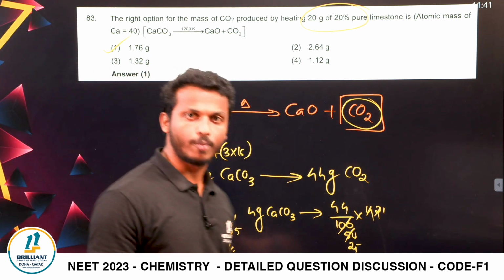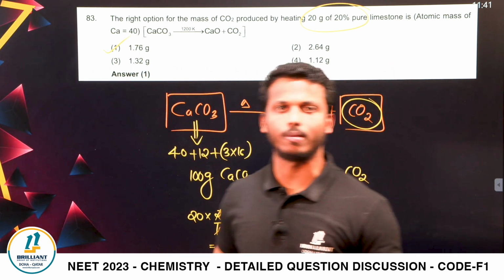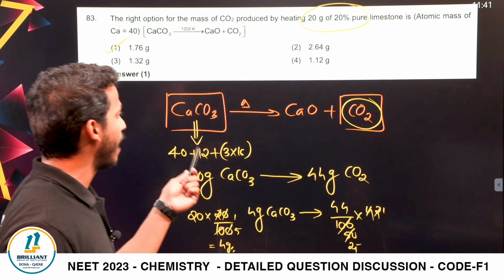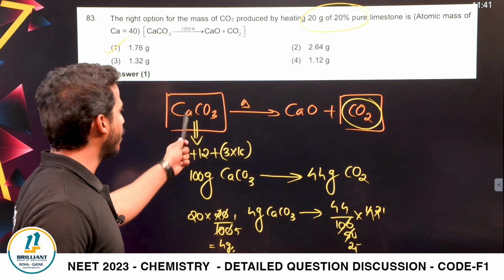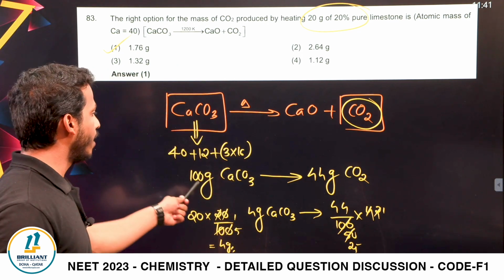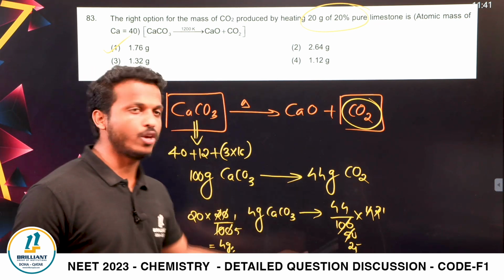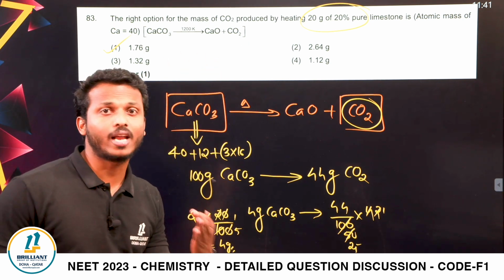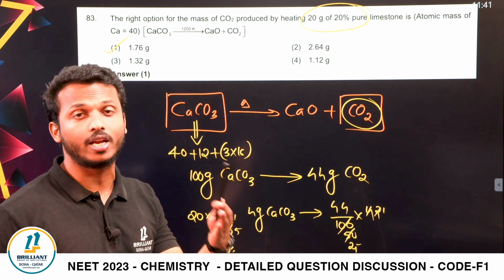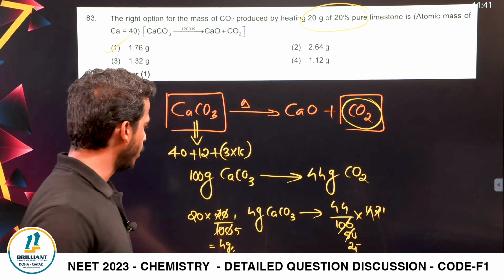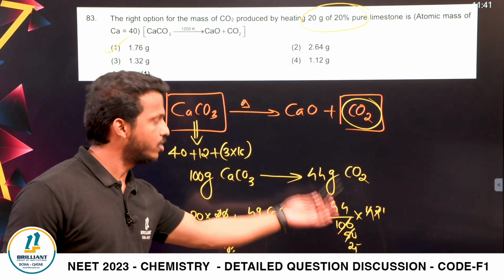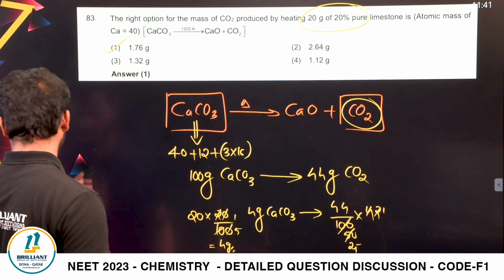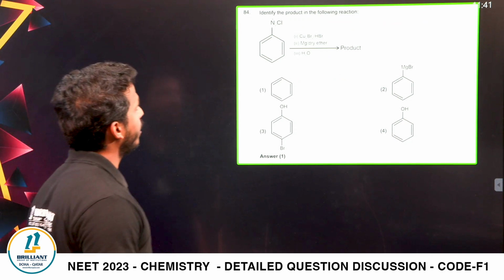So dear all, it's a stoichiometric question from the chapter Some Basic Concepts of Chemistry from grade 11 first chapter. Calcium carbonate on decomposition gives calcium oxide and carbon dioxide. As per the reaction, 100 gram calcium carbonate gives 44 gram carbon dioxide. As per the question, you are taking 20 gram 20%, which is 20 into 20 by 100. So you get 4 gram calcium carbonate, which produces 1.76 gram carbon dioxide. Option number 1.